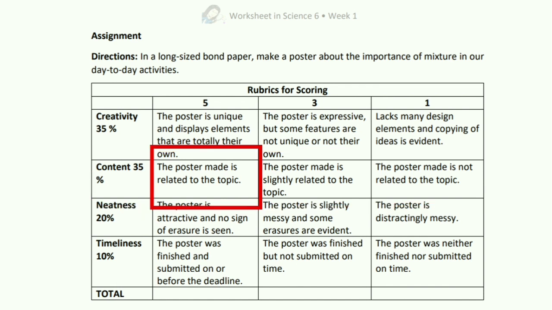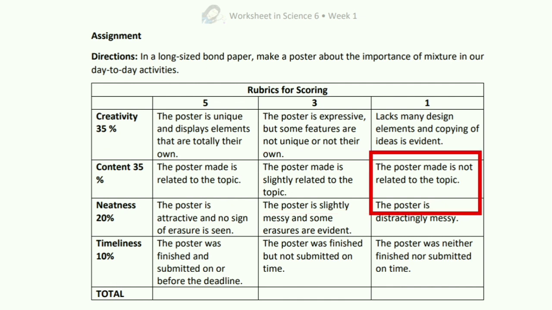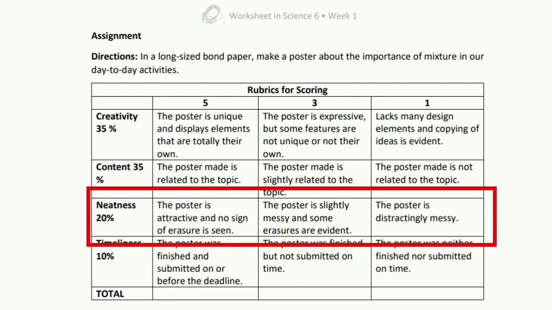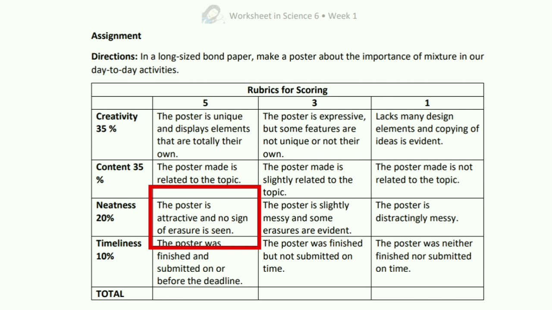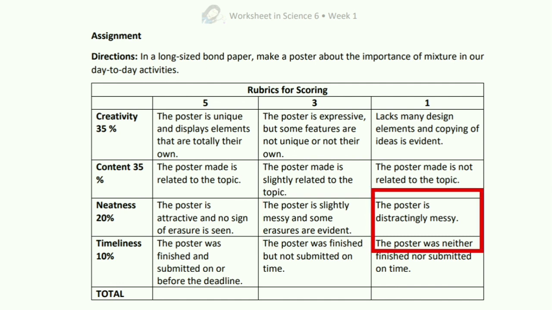For the content, you will get 5 points if the poster made is related to the topic. You will get 3 points if the poster made is slightly related to the topic. And you will have 1 point if the poster made is not related to the topic. For the neatness, you will have 5 points if the poster is attractive and there's no sign of erasure. You will get 3 points if the poster is slightly messy and some erasures are evident. 1 point if the poster is distractingly messy.